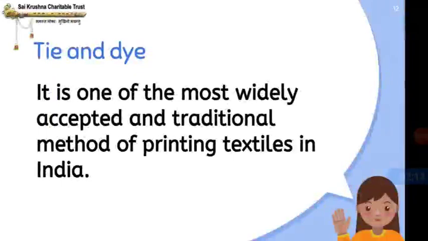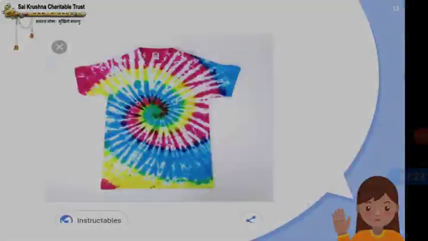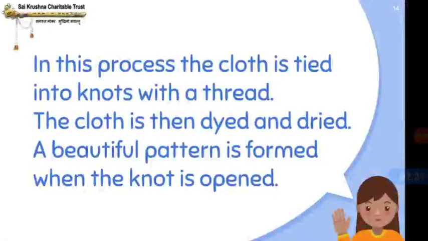It is one of the most widely accepted and traditional methods of printing textiles in India. In this process, the cloth, you can see this is tie and dye cloth. In this process, the cloth is tied into knots with a thread. The cloth is then dyed and dried. A beautiful pattern is formed when the knot is opened. This is a very creative method of printing design.